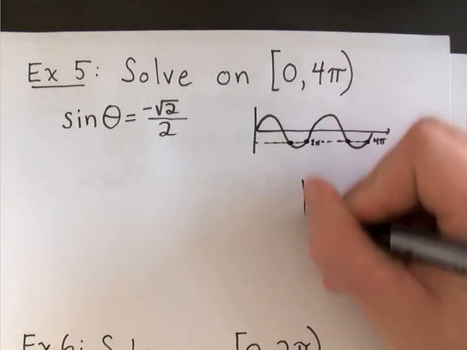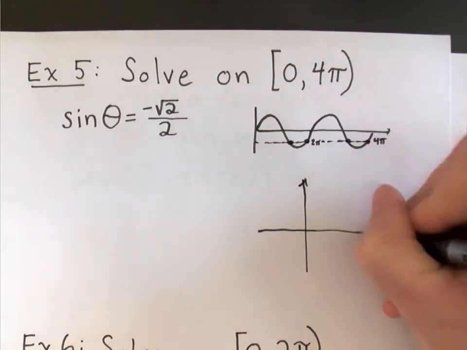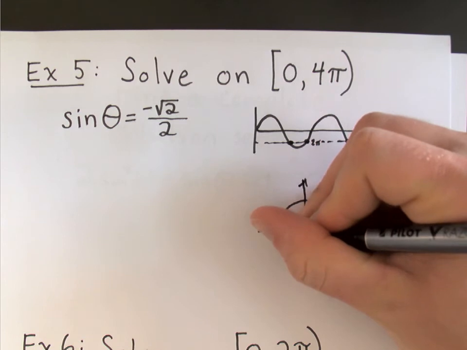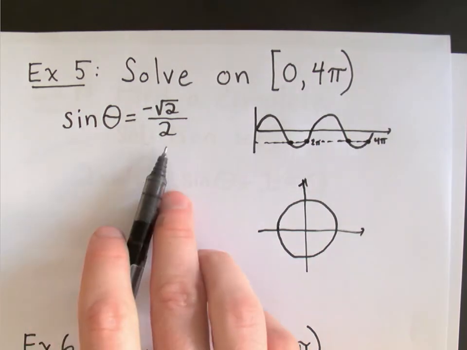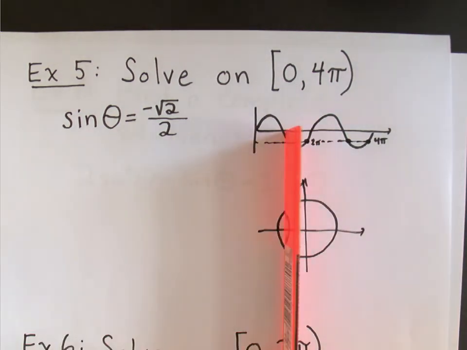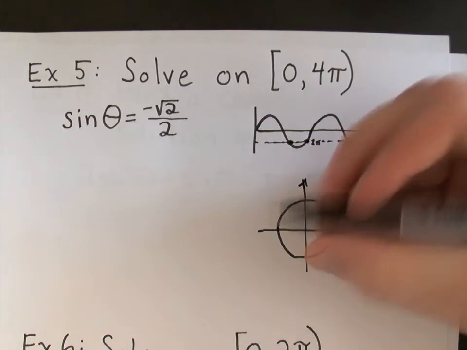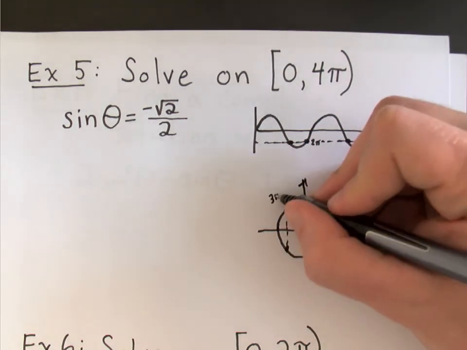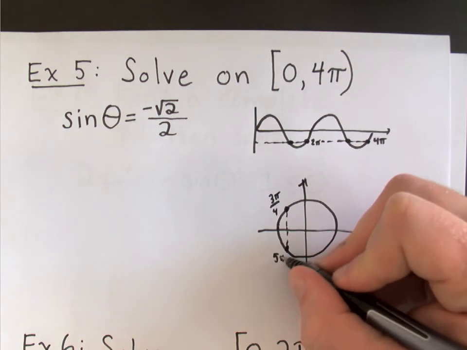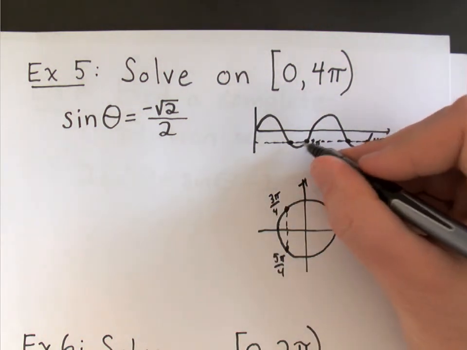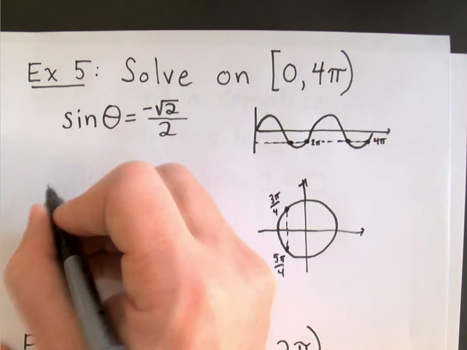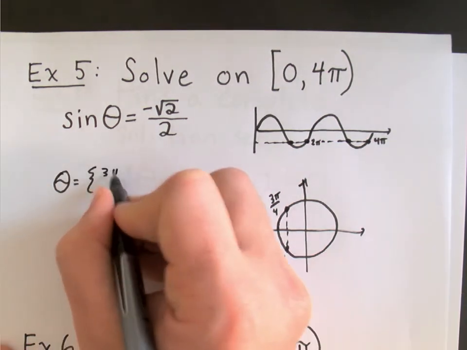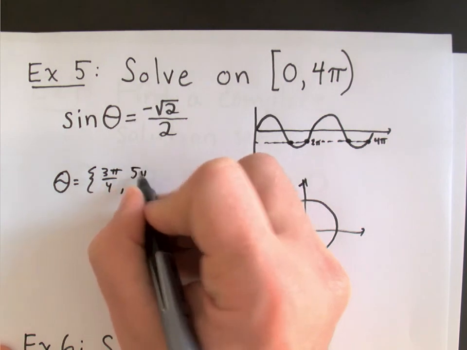When you're using your unit circle as a visual, you'll see the first 2. So where is the y-coordinate negative root 2 over 2? Here's about there maybe. Right, and that's 3 pi over 4 and 5 pi over 4. Those correspond with the first 2 solutions here on the interval from 0 to 2 pi. So I'll put them in my list. And then I need to go and find the other 2 solutions.